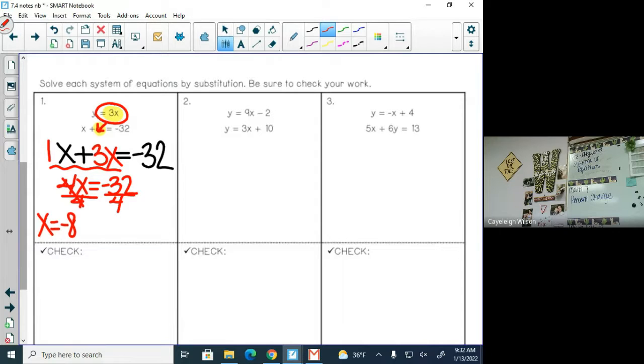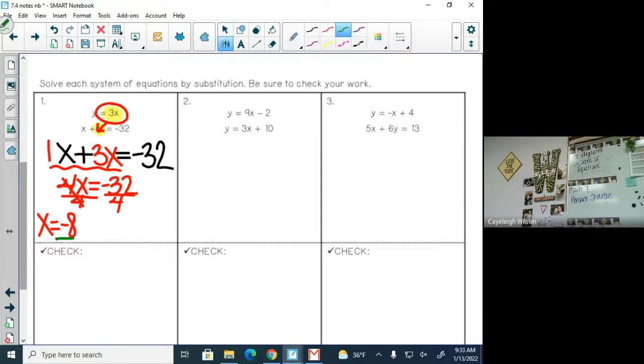So step 4 says that you're going to take that negative 8 and you're going to substitute it back into either one of the original equations. It does not matter which one you put it in. So if Karen wants to put it in the first one, but then Samantha wants to put it in the second one, it doesn't matter. It's still going to come out to be the same. Okay? So I'm just going to put it in the first one.